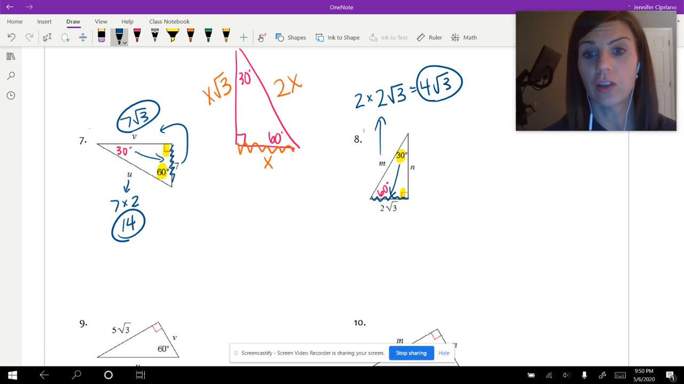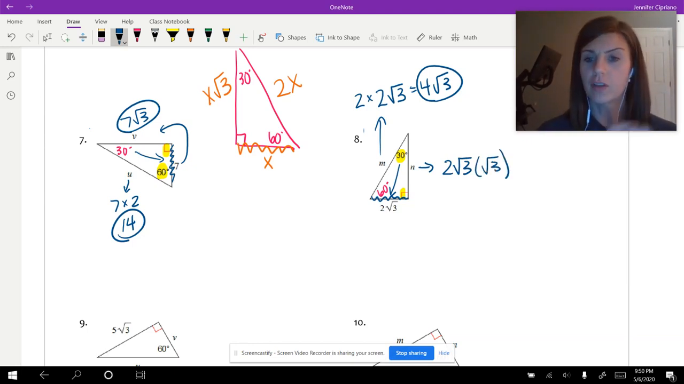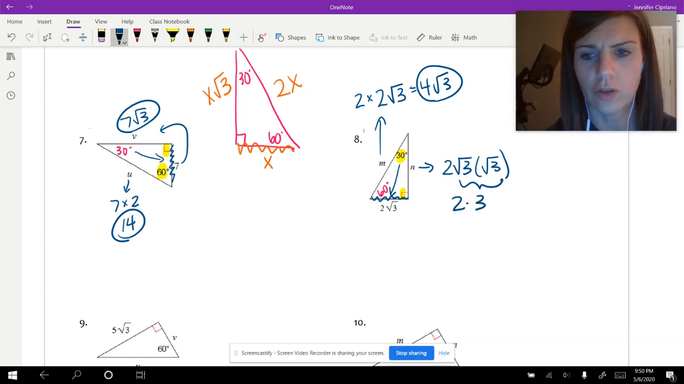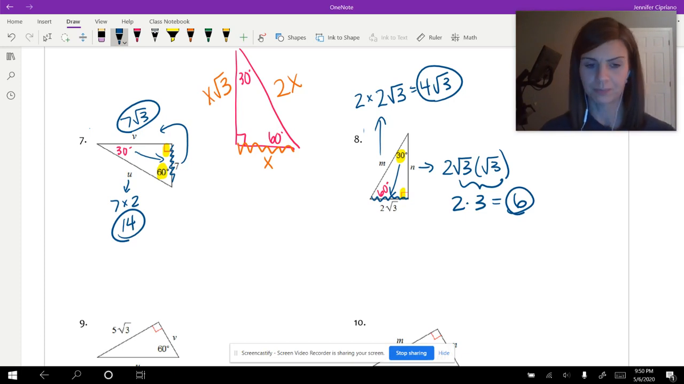And then to find the long leg, you multiply 2 root 3 by the square root of 3. The square root of 3 times the square root of 3 is just 3. And 2 times 3 would be 6. So the long leg in this one is 6.